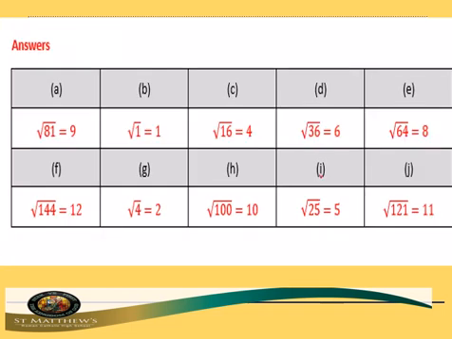Okay, so for the answers. Square root of 81 equals 9. Square root of 1 equals 1. Please go through all of these, tick them if you got them right, correct them if you got them wrong, make sure to do it in green pen, and be ready to move on to the next questions.